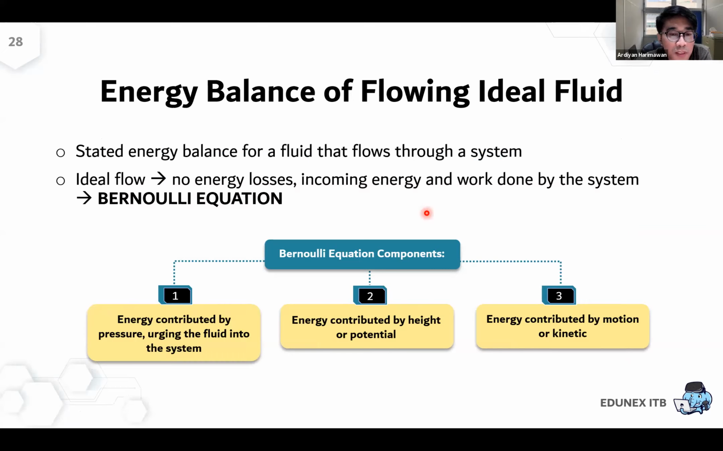Suppose you have an exam paper later, you need to pay attention to what will be the unit of each energy and what kind of equation, what kind of parameters you need to put into the equation to calculate that kind of energy. So Bernoulli is the simplest, the most ideal form of the energy balance.